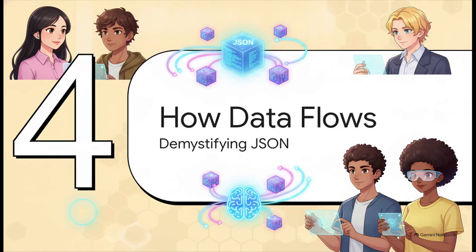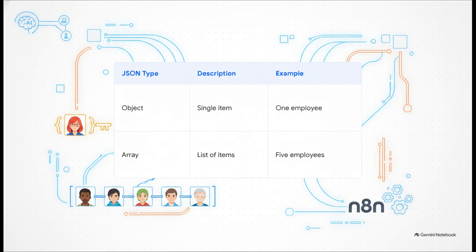Section 4. How data flows precisely. Demystifying JSON and item-by-item processing. Now that we have our nodes, we have to understand exactly how data travels between them. Otherwise, you'll hit a ceiling real fast.